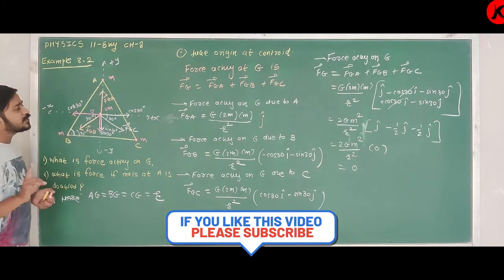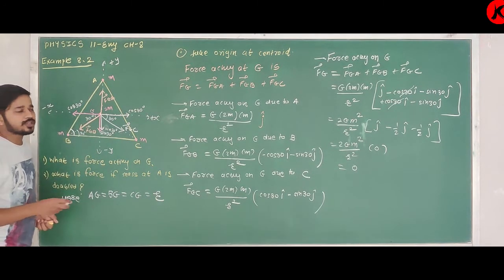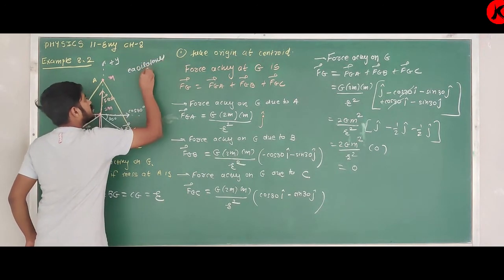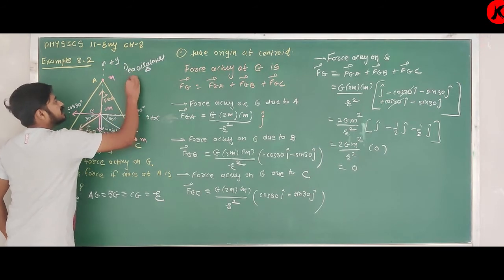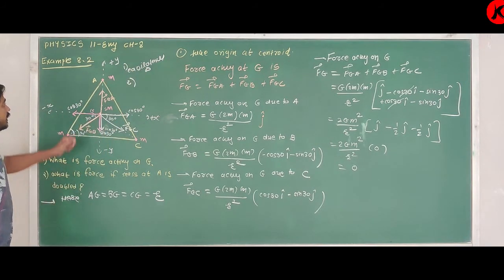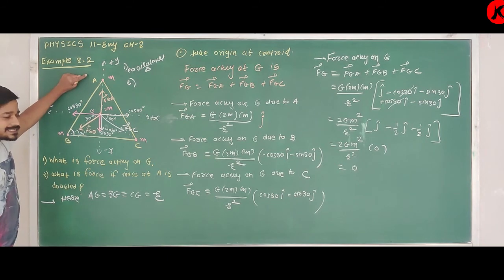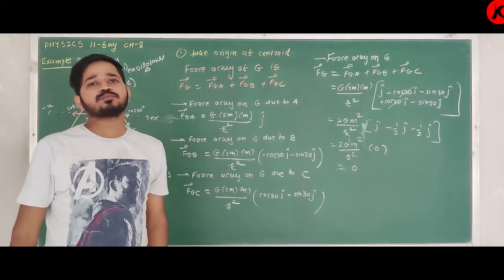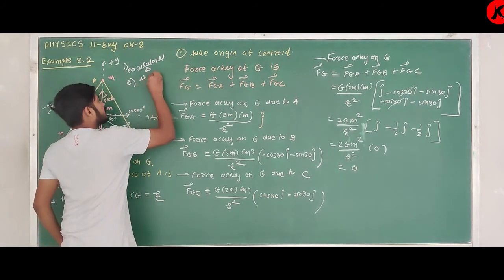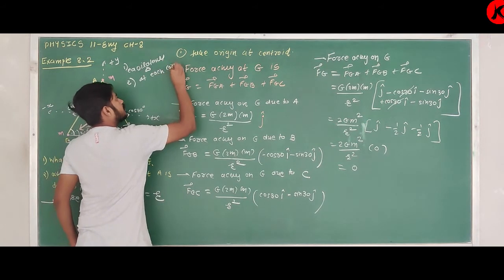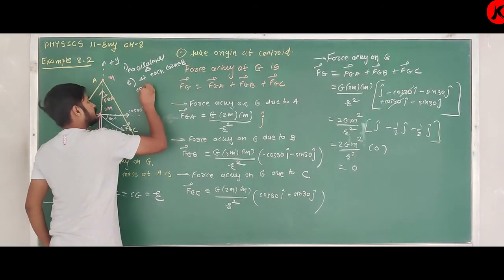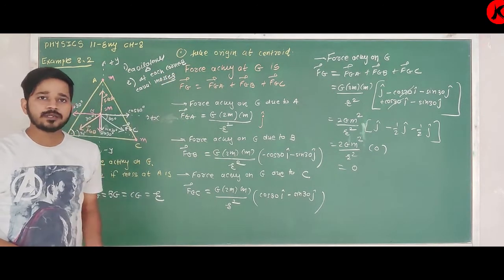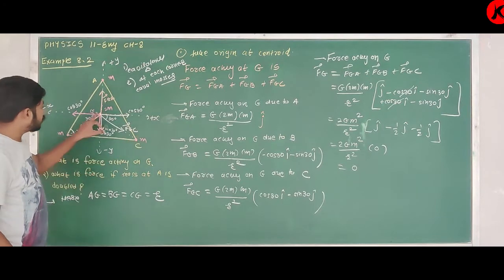First of all, it is an equilateral triangle. That is the first condition. And what is the second one? At each corner, equal masses are placed. Clear? That's why the resultant force at the centroid is 0.